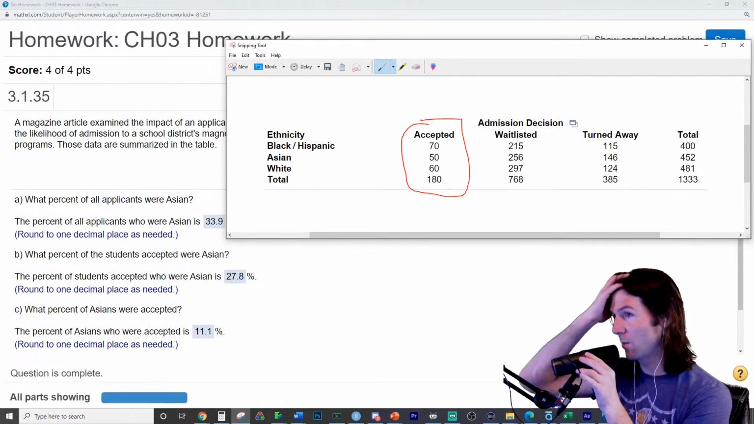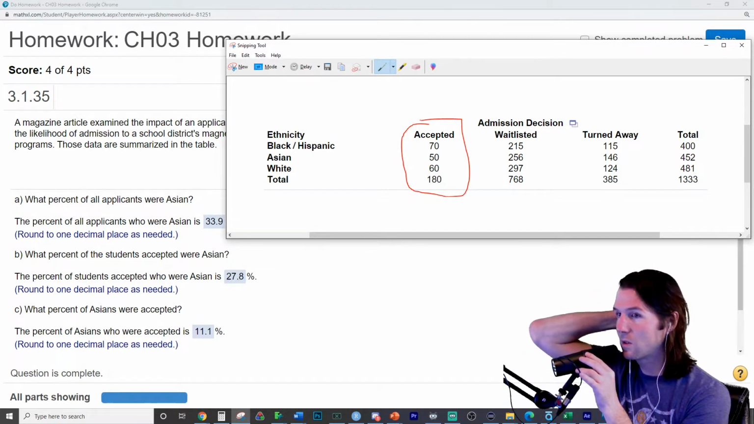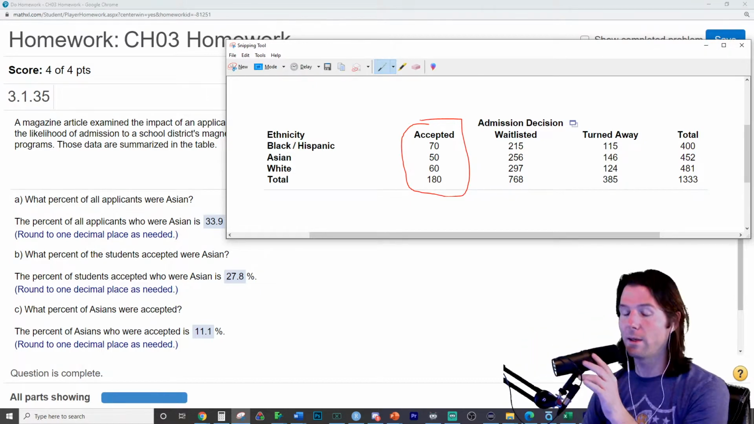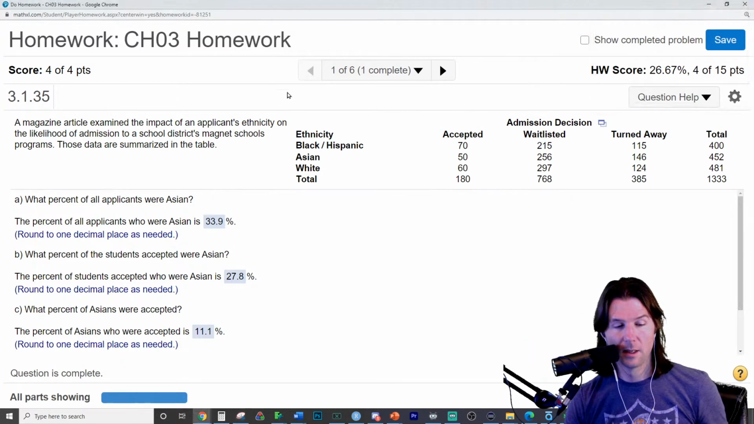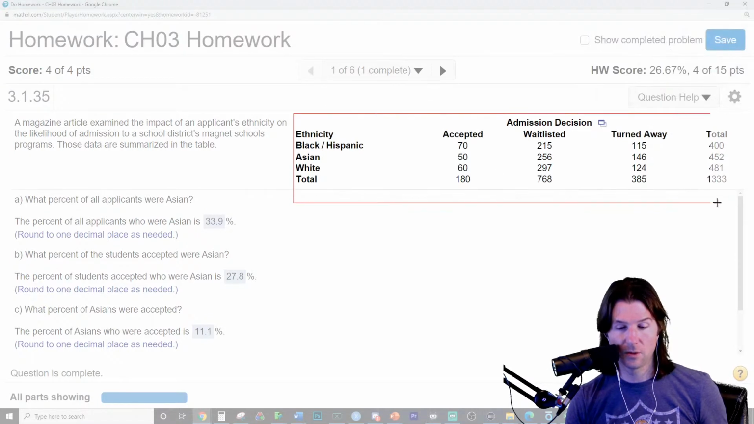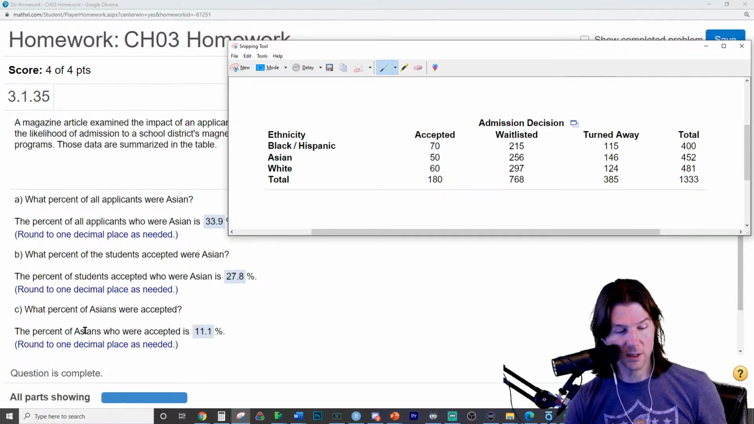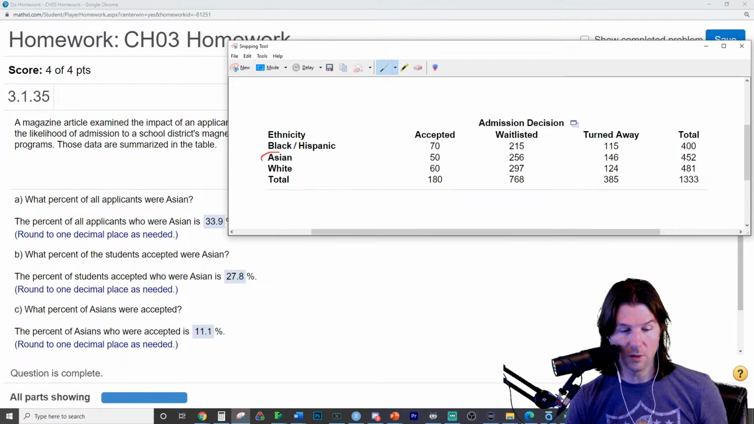a what display. Thank you so much, Andrew. Oh, wait. I'm totally looking at the wrong one. Sorry. Andrew is right. This one is the percent of Asians who were accepted. So we're going to go here to Asians.